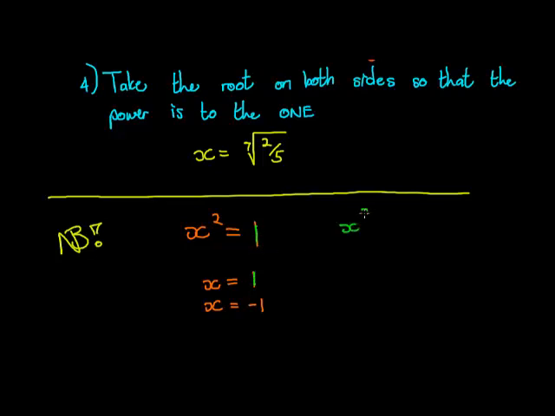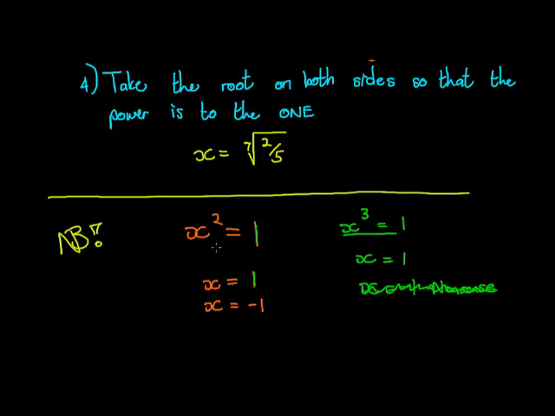However, x to the power of 3 equal to 1 can only be x equal to 1. We can't have x also equal to negative 1. It's not true. It's the wrong answer. Because when I take negative 1 times negative 1 times negative 1, I don't get positive 1, I get negative 1. So the only answer that satisfies this is x equal to 1. So this one does not satisfy x cubed equal to 1. So there's only one answer.